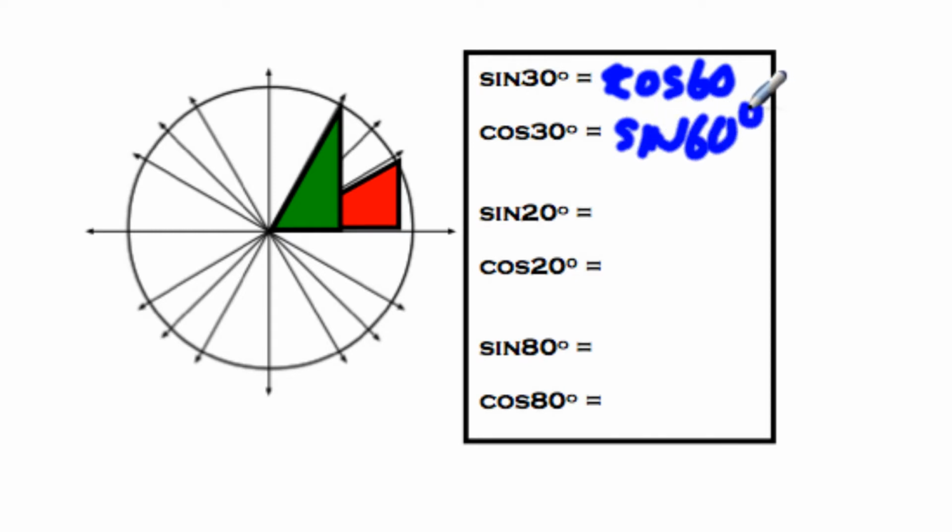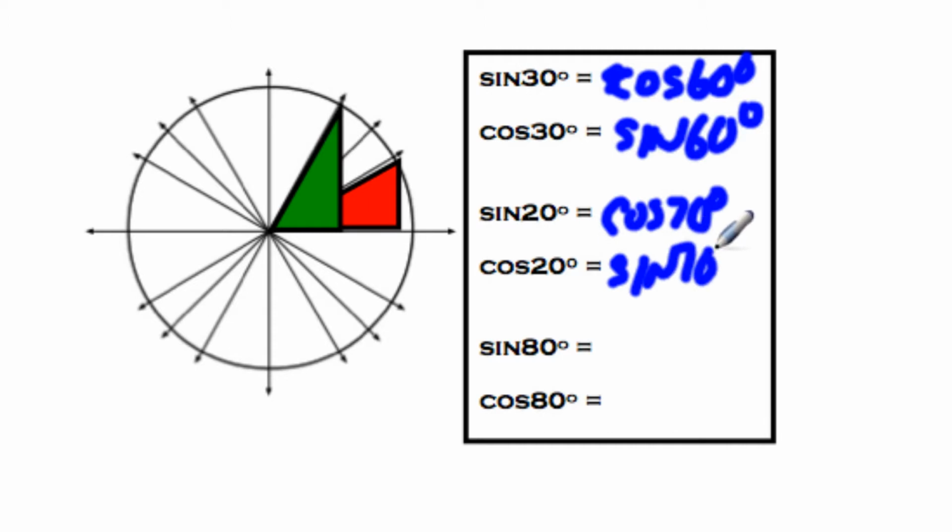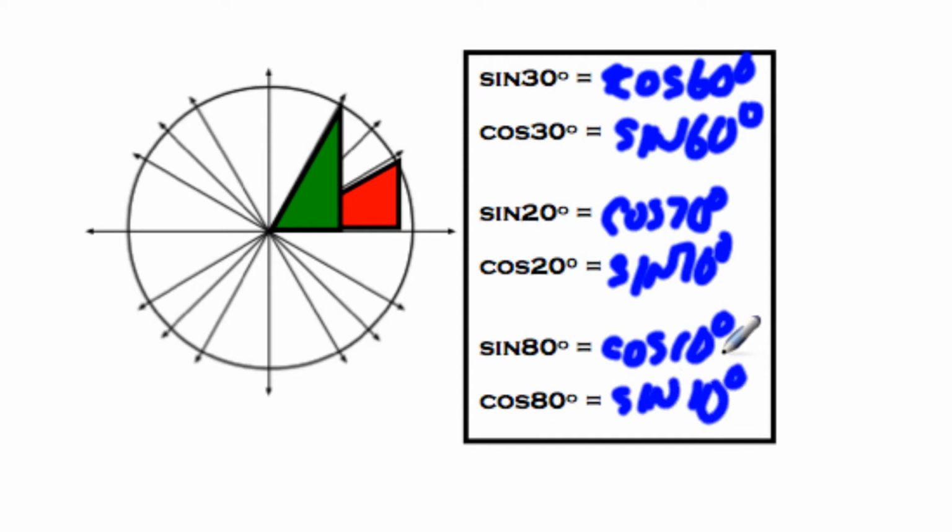We could play the same game again. Sine of 20 degrees would be the same thing as the cosine of 70 degrees. Cosine of 20 is the same thing as the sine of 70. Similarly, the sine of 80 would be the same thing as the cosine of 10 degrees. Cosine of 80 is the same thing as the sine of 10 degrees.